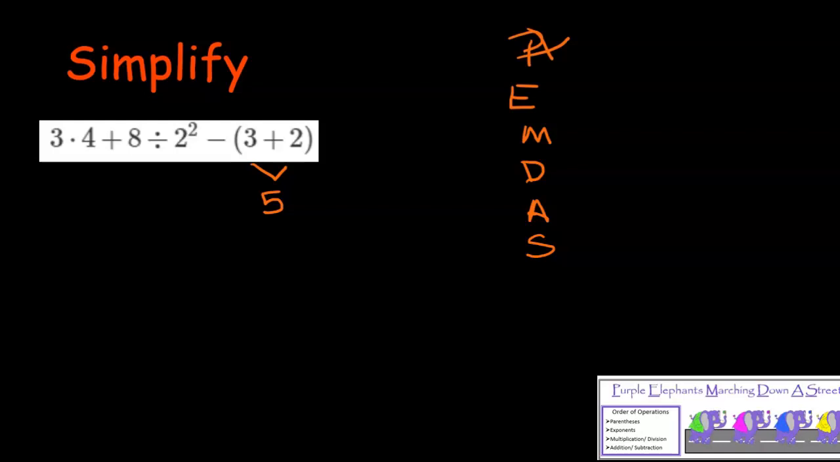I'm going to write my problem down again because I don't want to get messed up. 3 times 4 plus 8 divided by 2 squared minus 5. Okay, it's a little easier now. Let's look for exponents. Do you guys see any? Where do I see exponents? Oh, right there, 2 squared.